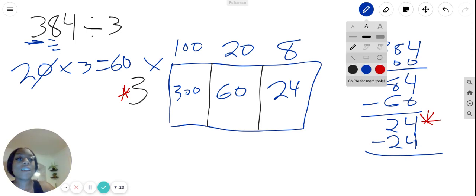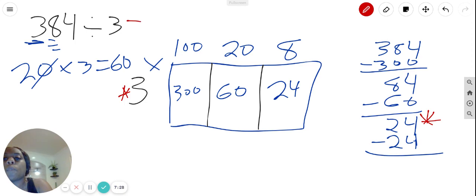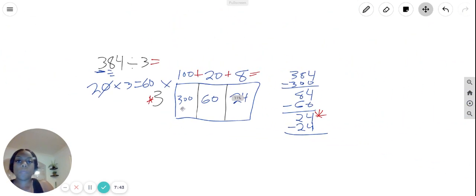So are we done? Not so fast, almost. We still need to know 384 divided by 3 is what? So now we're going to add these puppies up. 100. Let me make this a little smaller so we can see that. So now let's do this.